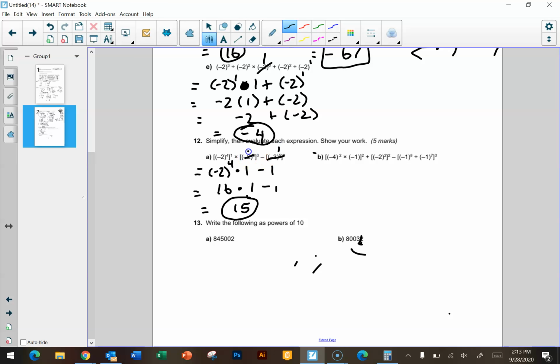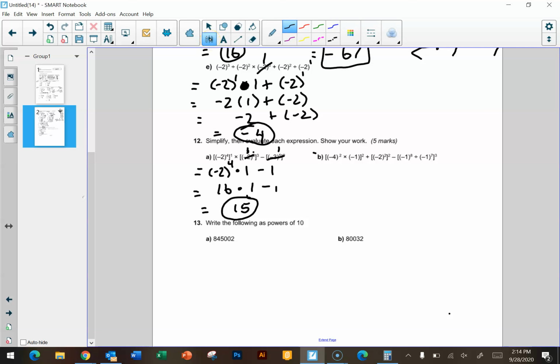And this chunk here was 1 inside those brackets, and then 1 to the 3 is 1, so that should be fine. Negative 2 to the power of 4 to the power of 1, so 4 times 1 is 4. Negative 2 to the power of 4 is 16. Times 1, have to do that before the subtraction. 16 times 1 is 16, minus 1 is 15. So I double checked it and it looks like it's right.